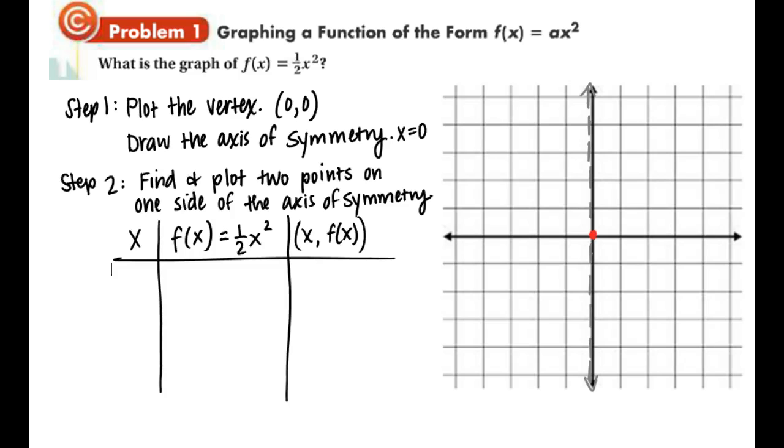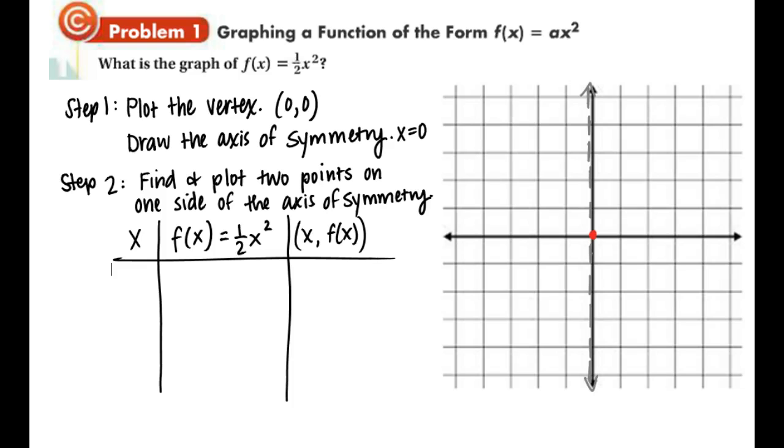Now that we have the vertex and the axis of symmetry plotted, we want to find and plot 2 points on one side of the axis of symmetry. So you may be wondering, how do you choose which points to plot and which points to use in the table? What you want to do, once you find your vertex, is choose 2 points on one side of the axis of symmetry that will give integer values for the output f of x. So in this case, since we have a fraction 1/2 in front, it would be a wise idea to plug in even numbers for x.